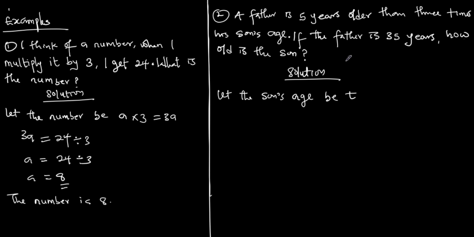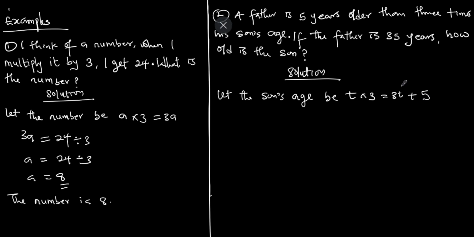Right? The father is 5 years older than 3 times the son's age. 3 times the son's age is multiplying the son's age by 3. And the son's age is t, right? Which will give me 3t. Is that so? Now, the father is 5 years older than 3 times the son's age. 3 times the son's age is 3t. 5 years older will be 3t plus 5.